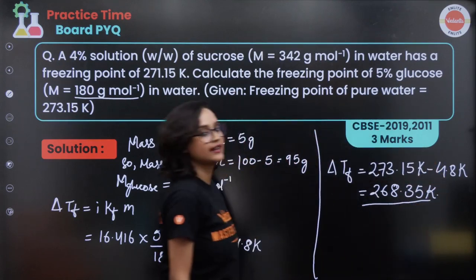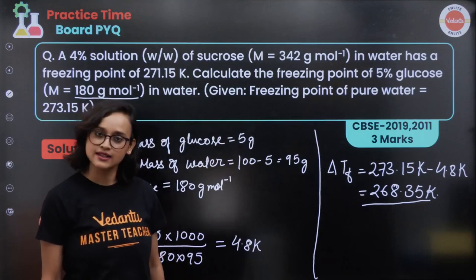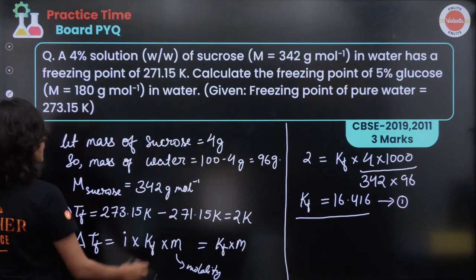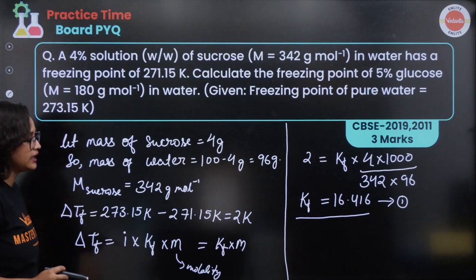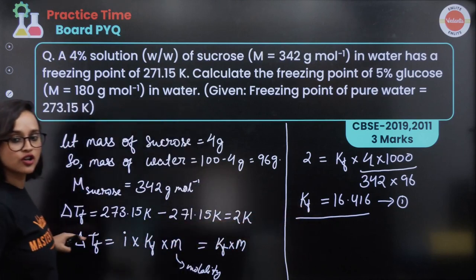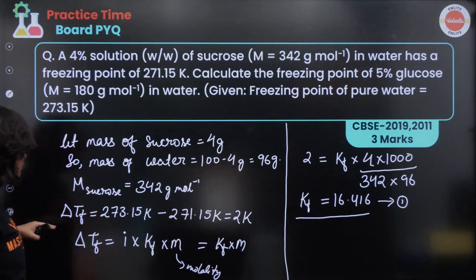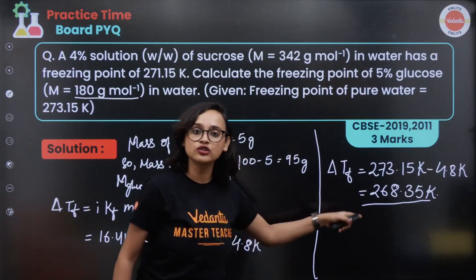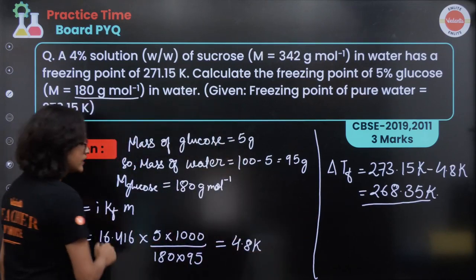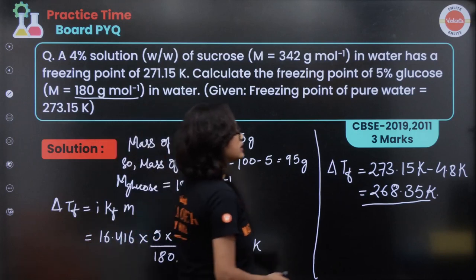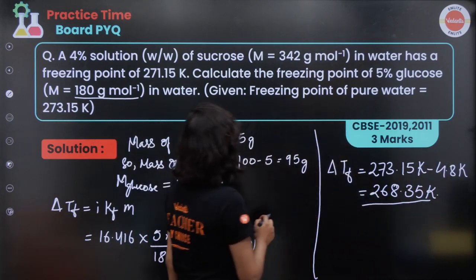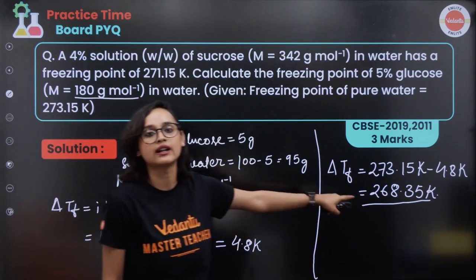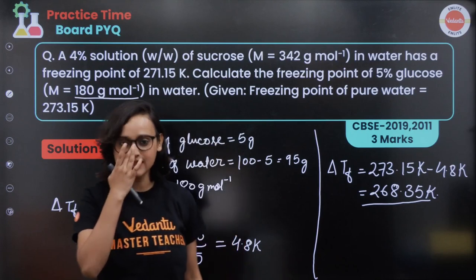This is your final answer. Got it? Clear? Did you understand how we calculated? First, we calculated KF for sucrose, because delta TF we could figure out from the given value. Then we took this KF value and put it here, and found delta TF. After calculating that, we figured the final delta TF, that is, the freezing point of 5% glucose right here. Understood, guys? Shall we move on?